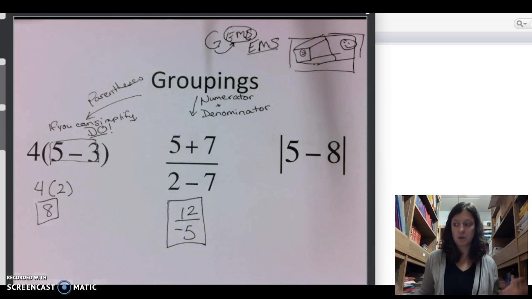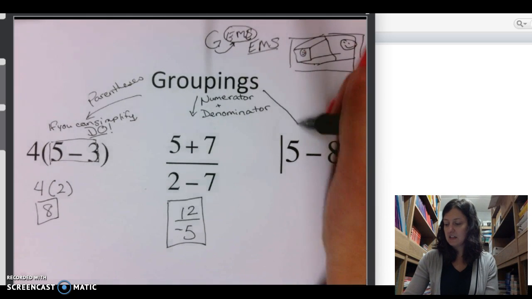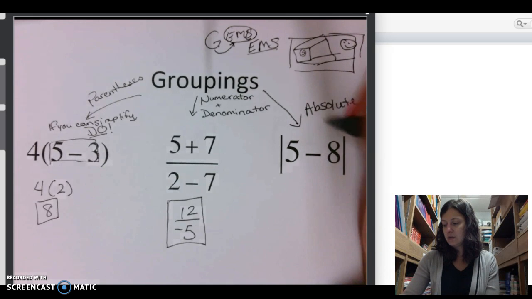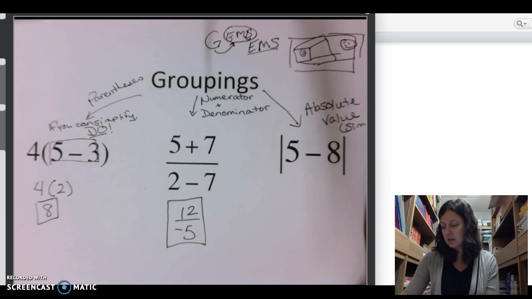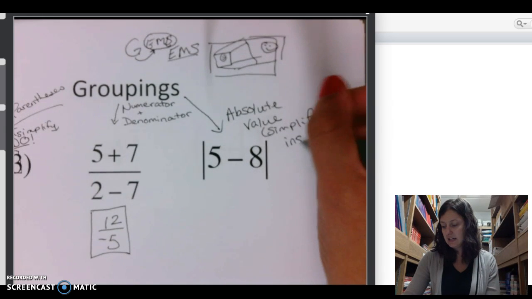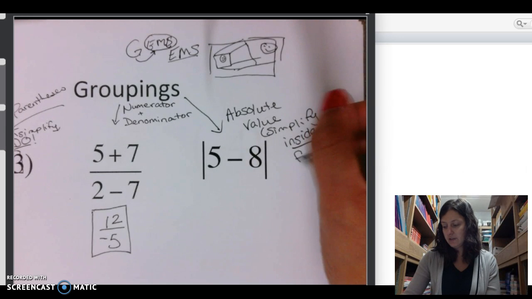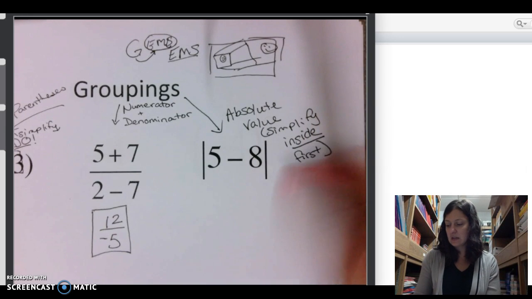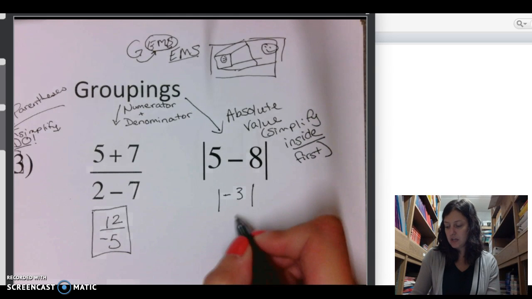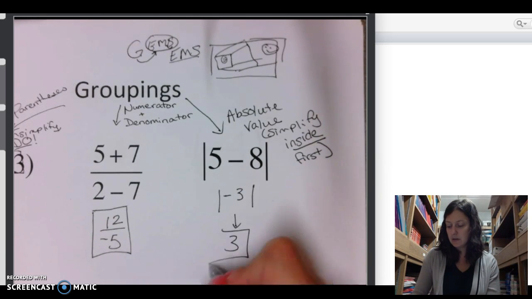It's algebra, and proper fractions are awesome. And another set of groupings is absolute value. So you do what's inside first. Simplify. Can you read that? No. Simplify inside first. So the absolute value bars would stay the same, and we would make this -3, which is 3. Okay?